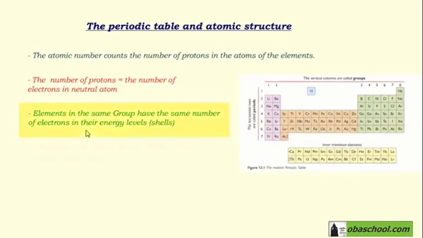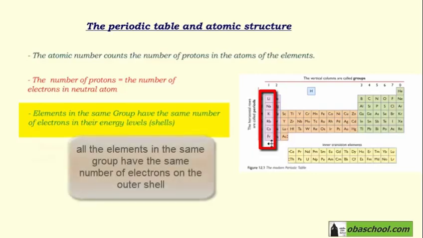Elements in the same group have the same number of electrons in their energy levels or shells. The elements that are located in the same group, what do we mean by the same group? We mean those that are located vertically in the same group. They have the same number of electrons in the outer shell, in the last shell.